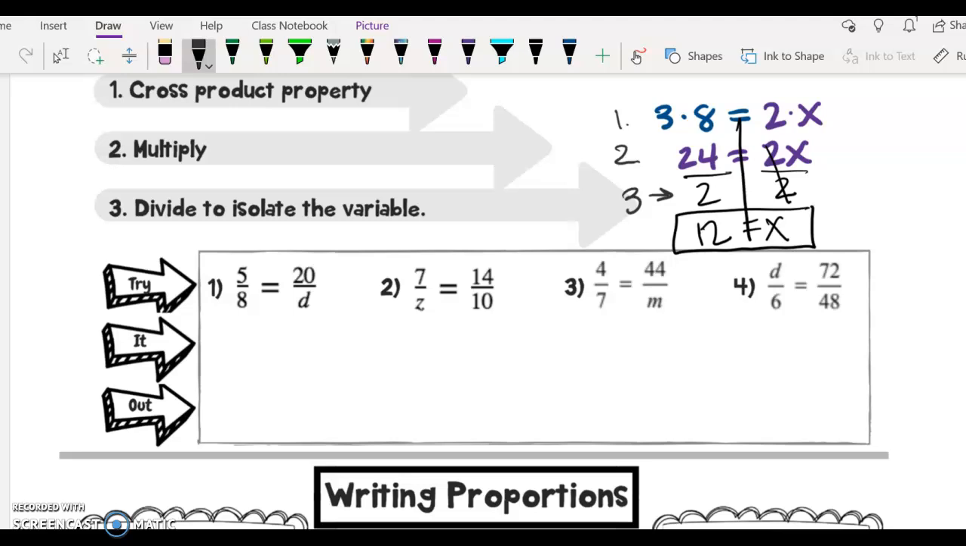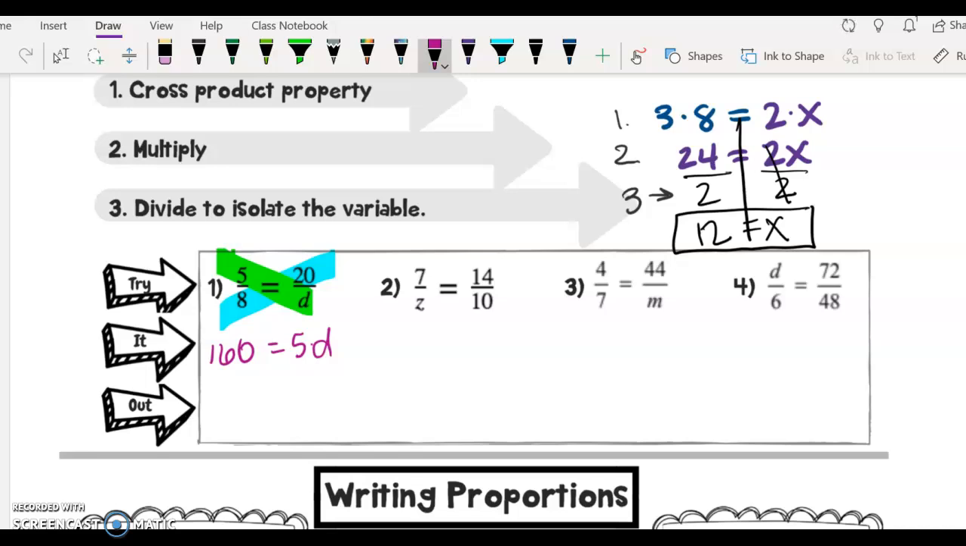Okay, so we are going to cross multiply. That's step 1. So that means we need to acknowledge that I take the 5 times my variable, and then I'm going to do 8. Oops, I meant to change colors. Sorry about that. And then 8 times 20. So 8 times 20, well, 8 times 2 is 16, and add a 0, equals 5 times our variable.